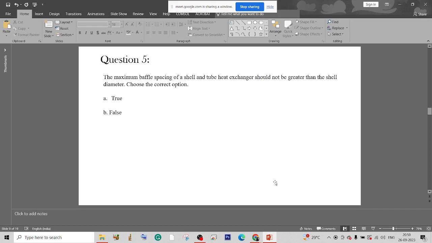The maximum baffle spacing of a shell and tube heat exchanger should not be greater than the shell diameter. Choose the correct option. Obviously it is true. This is option 5. This you sir have already told, I am not going into the details.